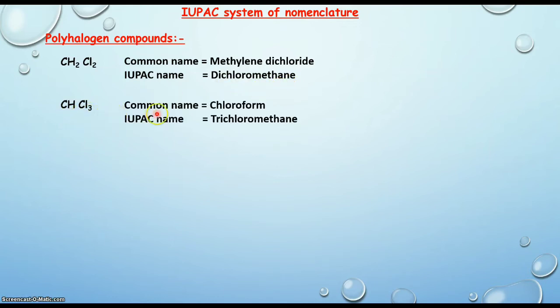CHCl3. Common name for this compound is chloroform. Here also three chlorine atoms are bonded to a single carbon atom. Therefore, IUPAC name for this compound is trichloromethane.